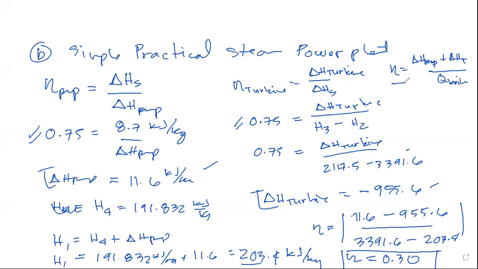The efficiency equation is delta H pump plus delta H turbine. Actually, you need to get the absolute value so it is positive, divided by Q boiler. Q boiler is simply, remember, H2 minus H1. Question? So the simple practical steam power plant has a lower efficiency, because its turbine and its pump are not 100% efficient.